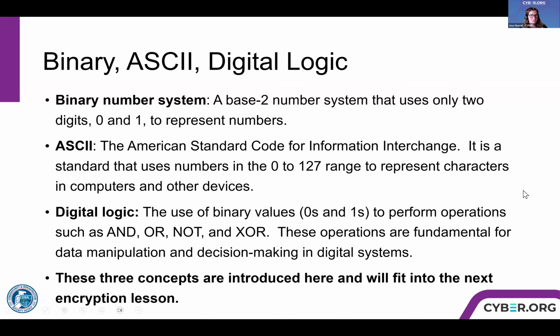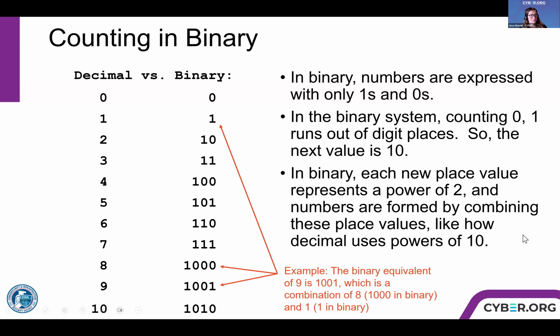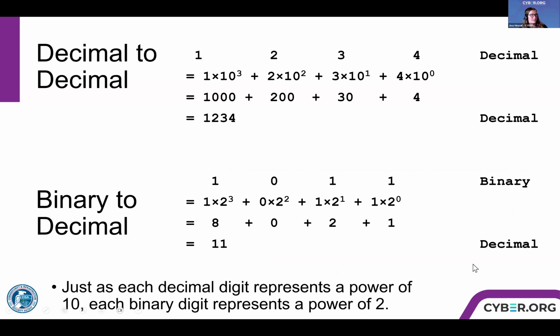This lesson starts with just some general vocabulary to introduce students to the binary number system, ASCII, and digital logic. Those are the three main pieces that will be covered throughout all of the activities. It helps talk through how counting in binary works with a side-by-side comparison to the decimal system. It makes a further connection to how each digit in decimal gets its value, and then uses that to show the same way that binary gets its values in each digit and how to do a binary to decimal conversion.